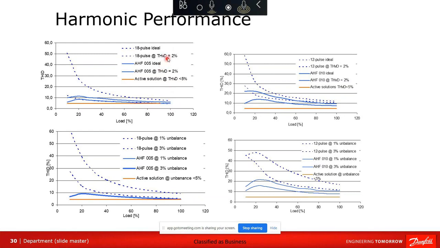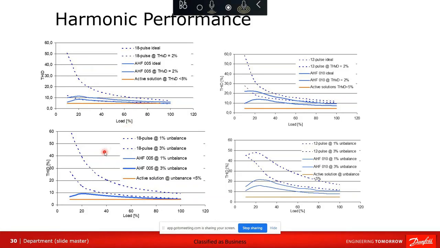If you get 2% voltage distortion, you end up with this dashed line, which you're never really into harmonic compliance until you're about the 80% range, somewhere in here. Right? The solid lines are passive harmonic filters, and the solid red line is an active harmonic filter, which we'll get into in a few minutes.